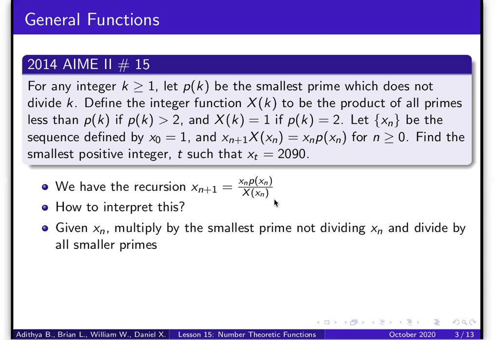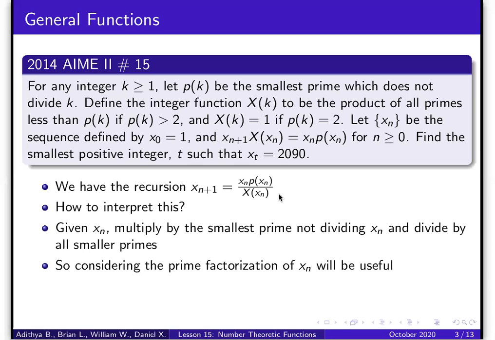And in particular, we're hearing the word primes and multiplying and dividing a lot. So it suggests that it would be helpful to consider integers not based on their size, but based on their prime factorization. So considering the prime factorization of these terms will be useful. The sequence is a lot more natural when we consider prime factorizations rather than just plain size.